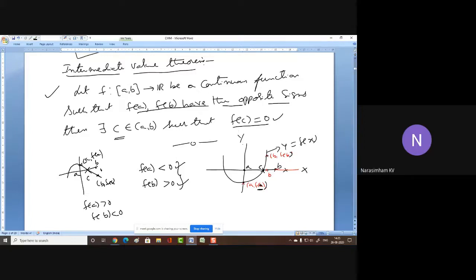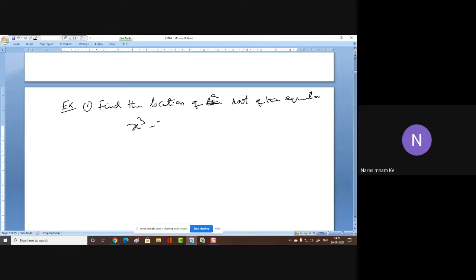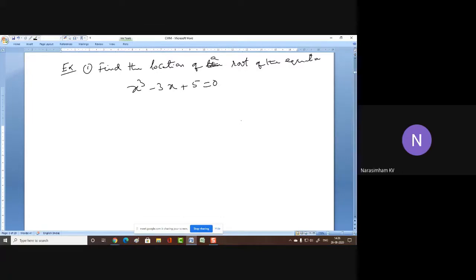Okay, now example. First example. Find the location of a root of the equation x cubed minus 3x plus 5 equals 0. Now listen carefully. First we will find the location, then we will find the roots using a suitable computational method. Now first assume f(x) equals x cubed minus 3x plus 5.